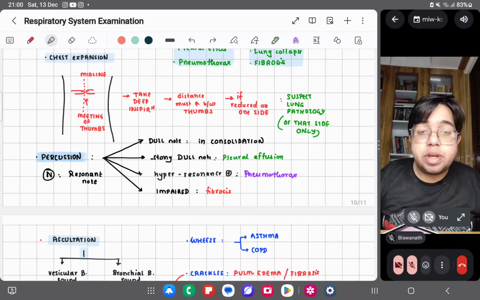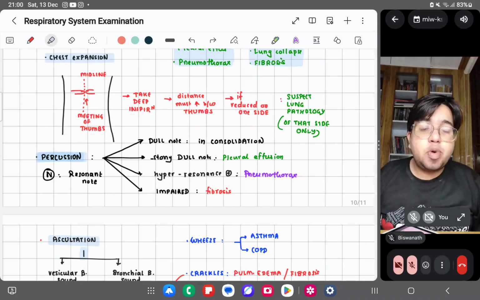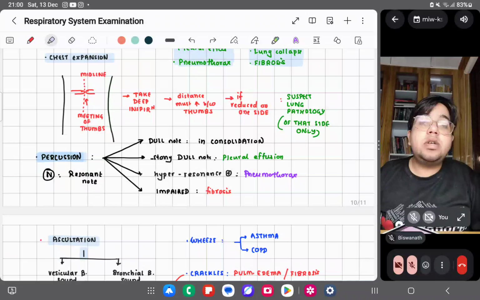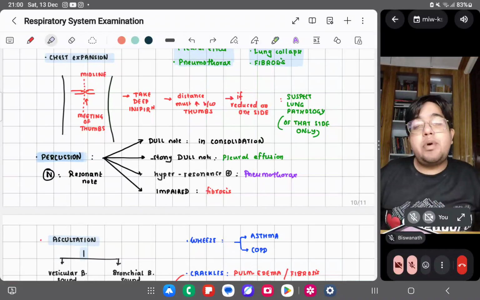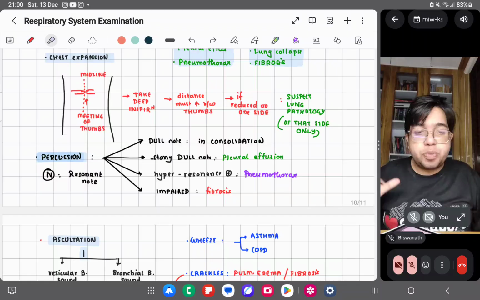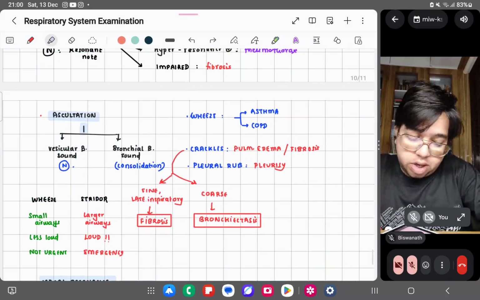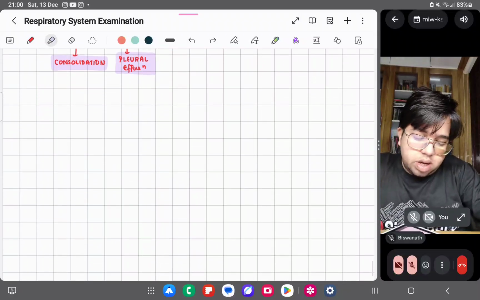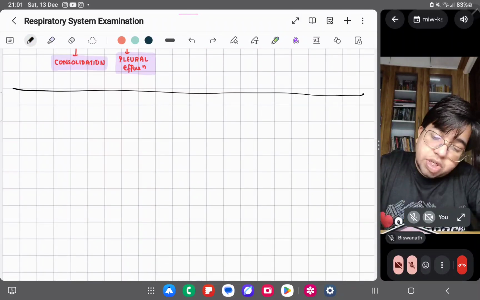You have to correlate it with spirometry or whatever is needed. And with the ABG analysis, you have to see if it is alkalosis or acidosis, if it is metabolic or respiratory. You have to correlate it. So that completes our thing, just an exposure to respiratory system examination.